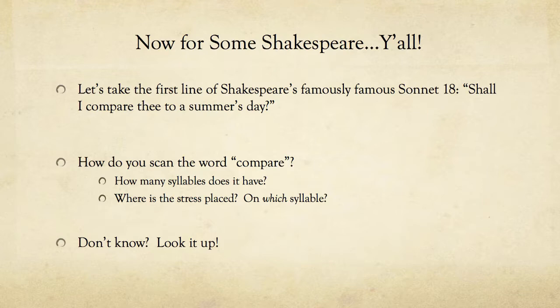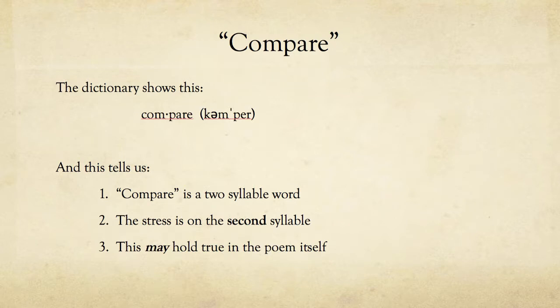Let's take the first line of Shakespeare's famously famous Sonnet 18, Shall I Compare Thee to a Summer's Day, or as I like to call it, the Hallmark Sonnet. Every Hallmark card ever loves to quote this particular sonnet. But if you take a double syllable word like compare, how many syllables does it have? Well, 2. Where's the stress placed? Is it compare or is it compare? Or I'm not even saying it right, but which syllable would we place the stress? If you don't know, look it up. Okay, and we see this from the dictionary, and we find out that the stress is actually on the second syllable.